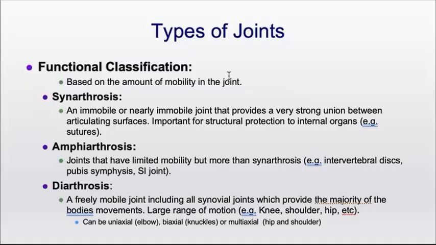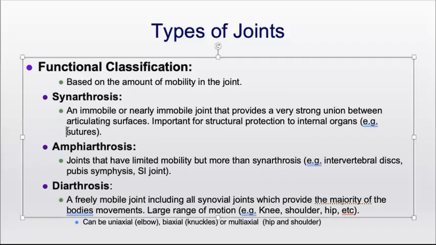From a functional standpoint, if we're going to classify them based on function, we're talking about the mobility each of the joints have. So we've got a synarthrosis, amphiarthrosis, and a diarthrosis. Synarthroses are those immovable, usually fibrous or cartilaginous joints, and they provide a lot of stability and a strong union between bones. This is usually for protection of any underlying soft tissue or for significant force transmission. A good example of this is the sutures of the skull.